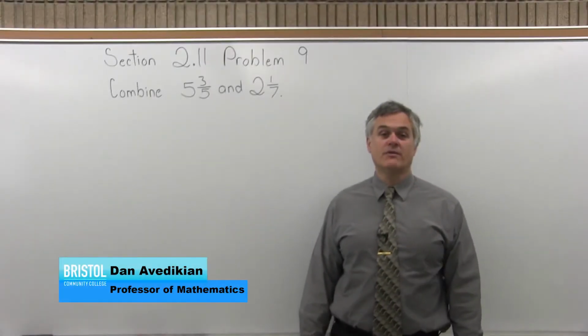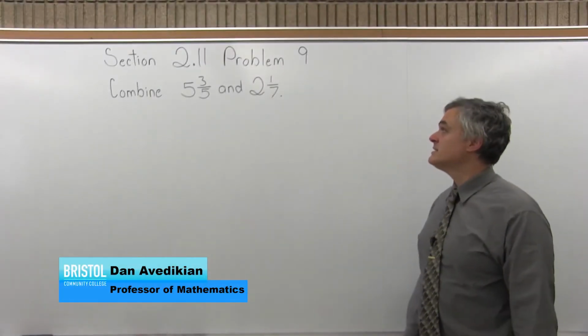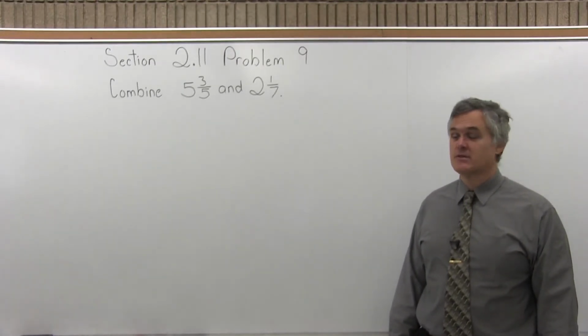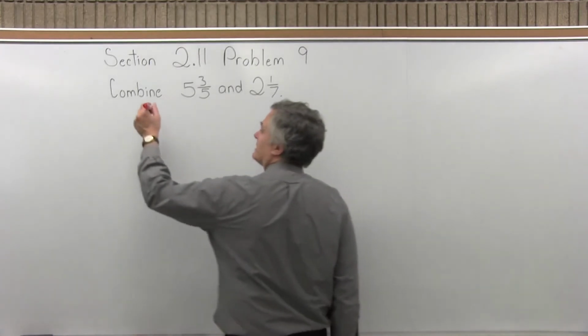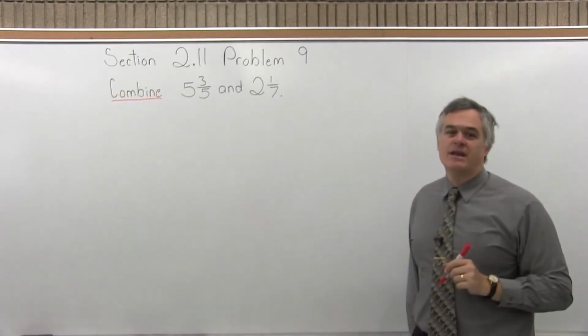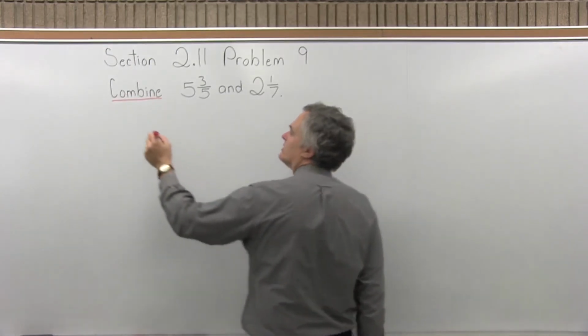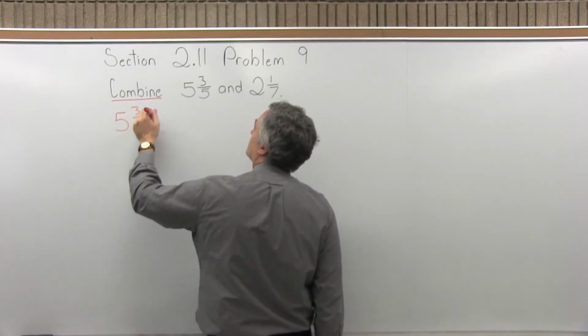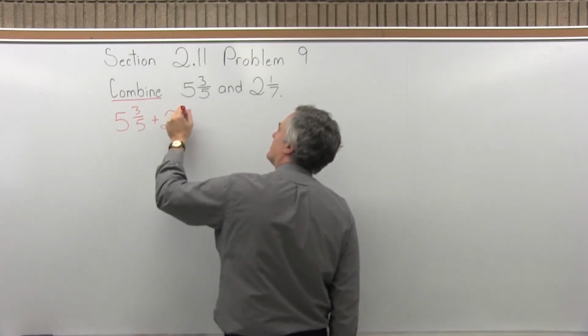This is Section 2.11, Problem number 9. It says, combine 5 3/5 and 2 1/7. So the key word for this, to tell me what I need to do, is the word combine. That's saying that I need to add those two fractions together. So basically this problem says add 5 3/5 plus 2 1/7.